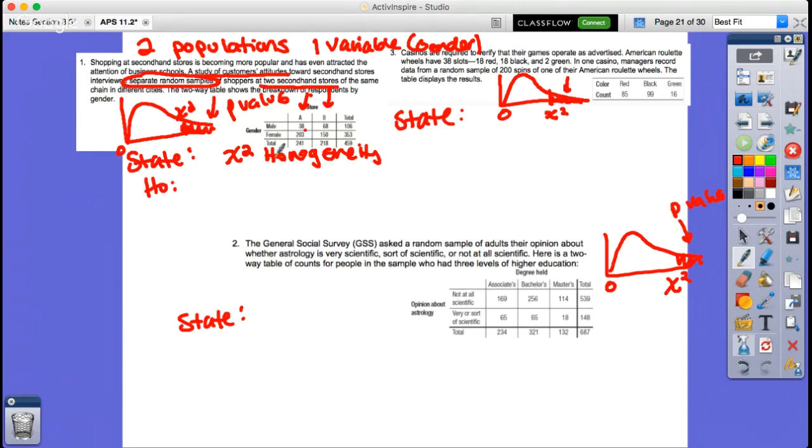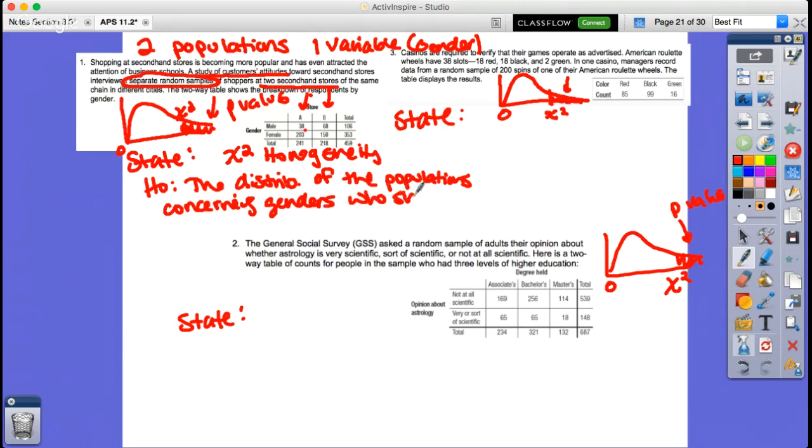So the null hypothesis, if I'm comparing 2 populations together, okay, we are saying that the distributions are the same. That is always, always, always the case. You need to understand that. Big, big part. So on this, we would say the distribution of the populations concerning gender, and I'm doing shorthand, but I would really recommend writing it out. The distribution of the populations concerning genders who shop at the store is the same. Cool? All right, so that's the first thing.